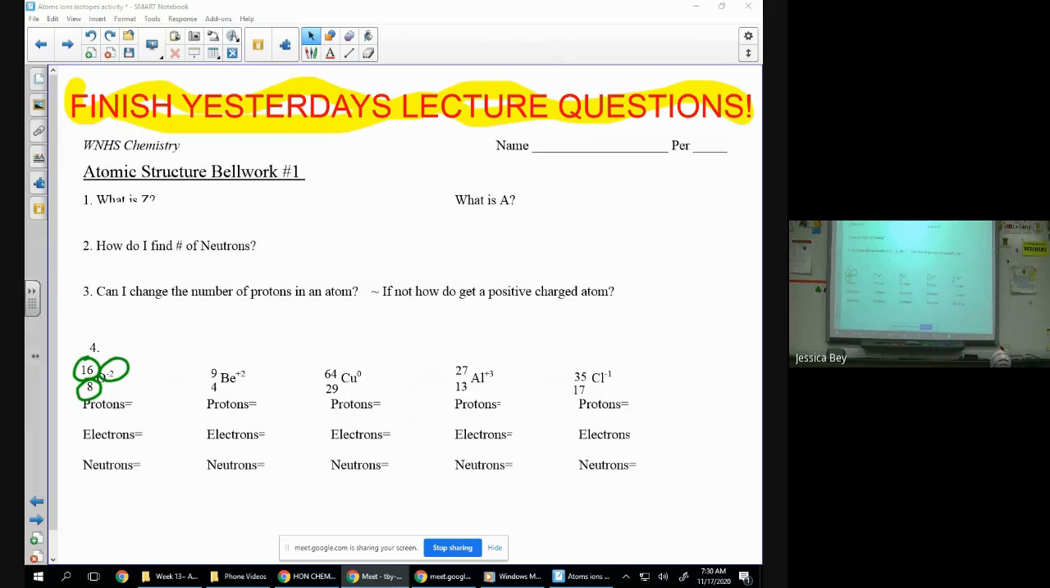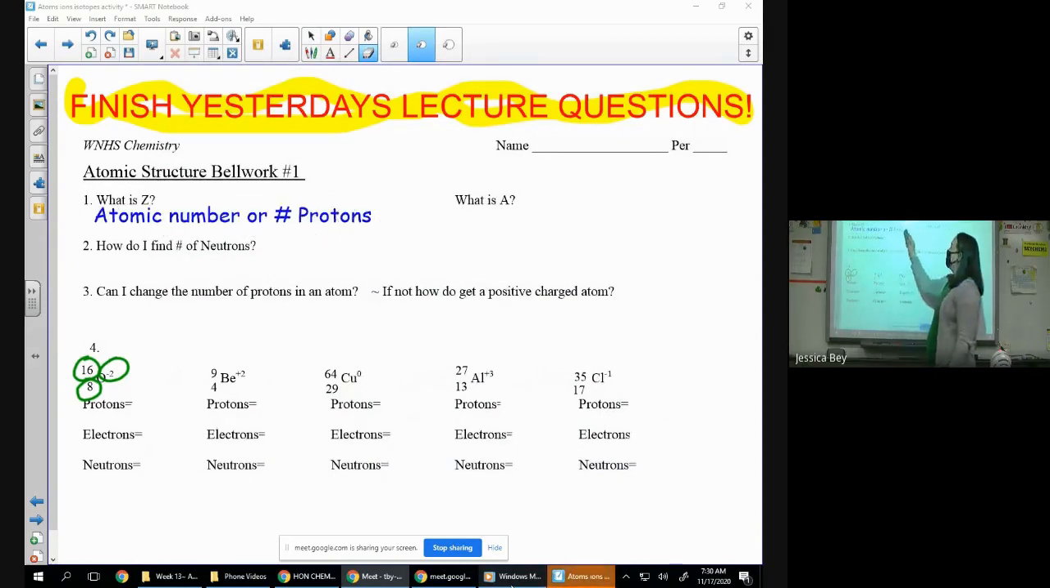All right. I see a lot of people rolling along, doing pretty well here. So let's get into it. Make sure everybody understands what's going on here. All right. Z is the first thing we learned yesterday. That is the atomic number, or you can think of it as the number of protons.